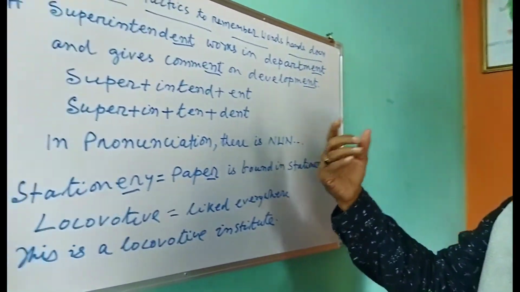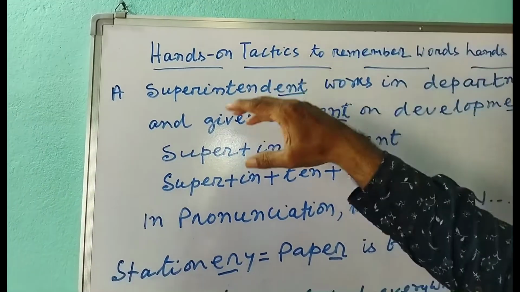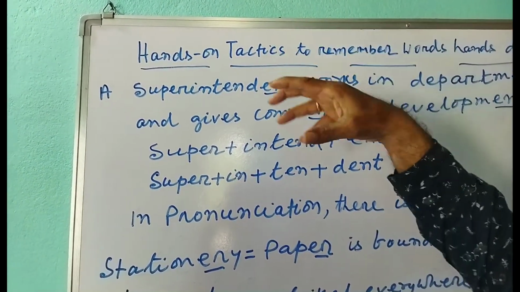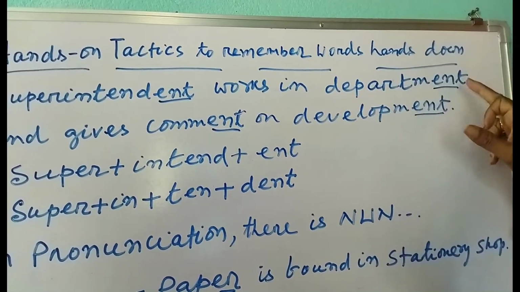Before that, you have to develop a true love for knowing words, because words are the building blocks of language. You have to practice. I have seen students in 10th class who know more than 20,000 words, and students who practice 5 words every day. Today I have written something on the chalkboard: hands-on tactics. Hands means individual and direct involvement, that means you are getting yourself involved. Involved tactics to remember words hands down means easily.